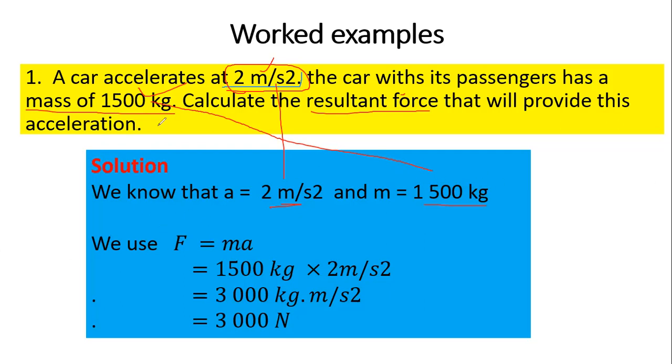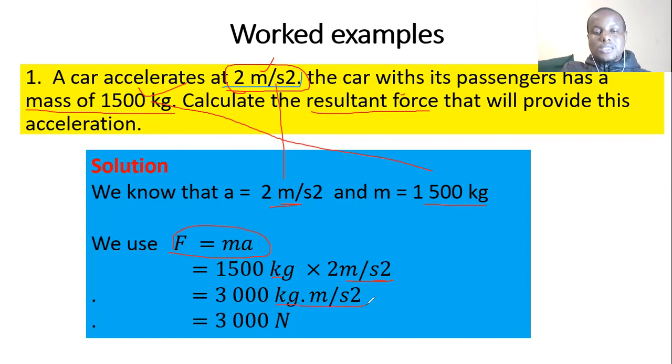All right, and then we can use this equation, F equals ma. We already know this equation. We saw it in the previous slide. So if F equals ma, m is 1500 kg times a, which is 2 meters per second squared. So we're going to get 3000, and then kg times meters per second squared.